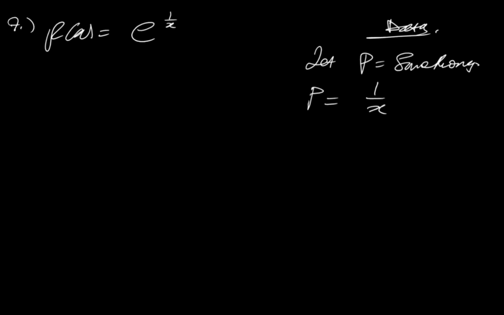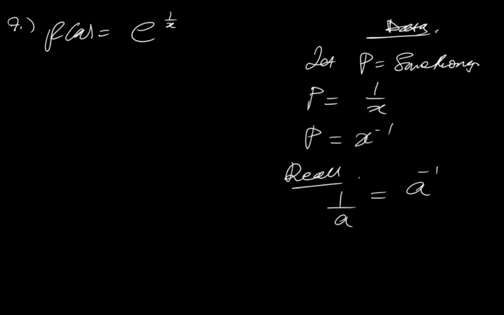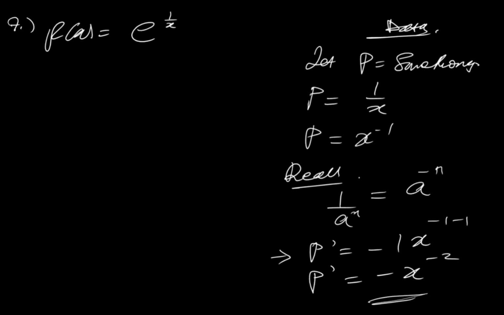How do you differentiate this? Put it in a way we can understand. So p is going to be equal to x to the minus 1. Because if you can recall, I did make mention that if you have 1 over a, where a is the variable, it's the same as a to the minus n. If you have n, 1 over a to the n will always be a to the minus n. So this implies that p prime will be negative 1 times x to the minus 1, which means p prime will be negative x to the minus 2.